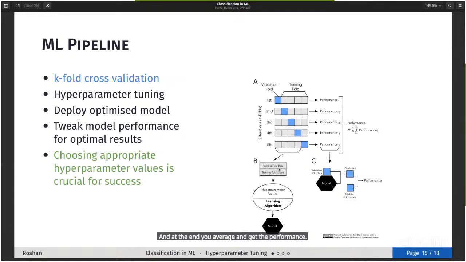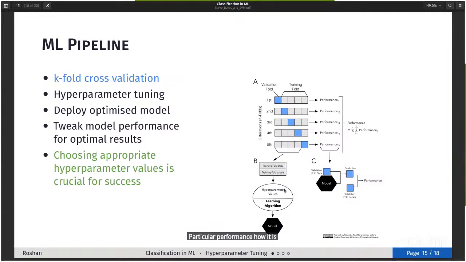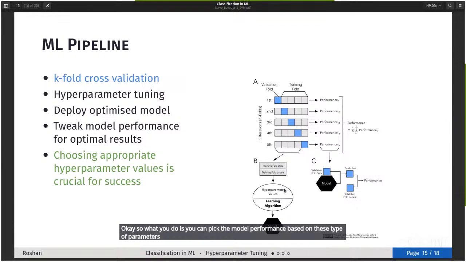And what you can do is you fix, let's say in the K nearest neighbors, you fix the value for K, okay? Do this, check your performance, keep track of it, okay? Let's say you change the value from 1 to 20. And based on the graph that I showed in the previous class, 13 was the best, okay? So what you do is you can pick the model performance based on these hyperparameters. And this is a very important step, okay? Choosing the appropriate value is very crucial for getting the best possible results, okay?